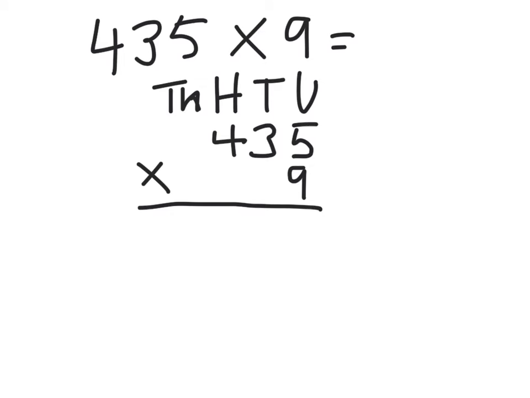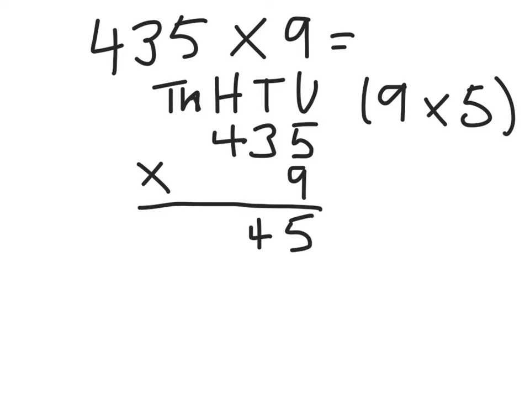And I'm going to start by multiplying the units by 9. So 9 times by 5. Now this is what I do inside my head. So I know the answer is 45. If I wasn't sure, I could write out my multiplication times table for the 9s next to this. Then I've multiplied the units now, so next I'm going to think about multiplying the tens.